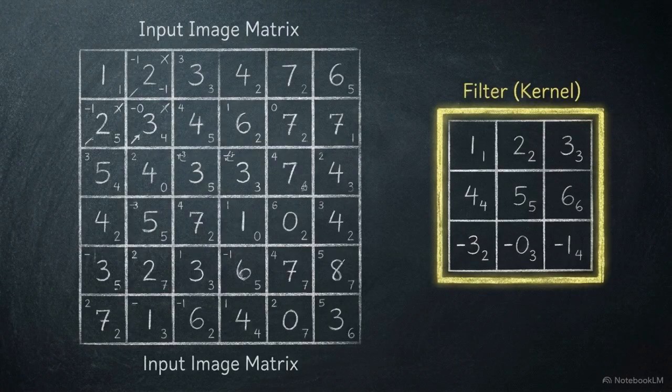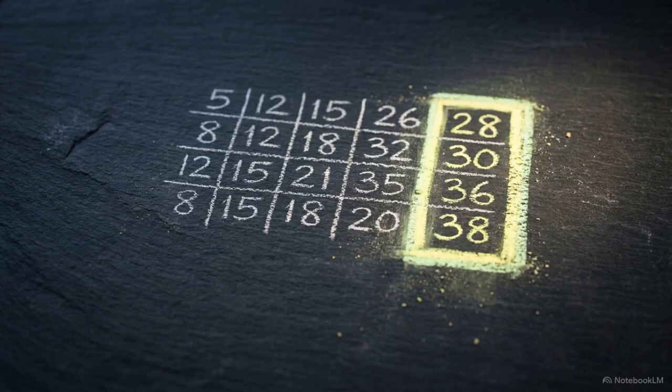A convolutional layer starts with two primary components, the input image matrix and a smaller matrix called a filter or kernel. The kernel is a highly specific feature detector. Its mathematical values are tuned to identify specific patterns in the data, like a vertical edge.